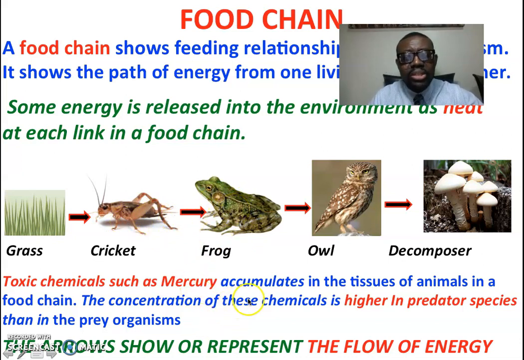So the concentration of these chemicals is higher in predator species than in the prey organisms. That means that if the frog consumes the cricket, the concentration of the mercury will be higher in the frog compared to the cricket, because the chemicals accumulate in the predator organisms. Remember, the arrows represent the flow of energy.